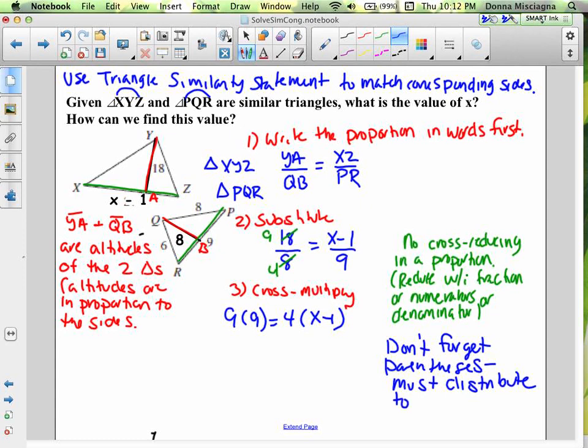To a sum or difference. All right, because we're multiplying 4 by all of x minus 1, right? The x and the 1. So this is 81 equals 4x minus 4. All right, so let's add 4 to both sides. So we have 85 over here equals 4x. And then we can divide both sides by 4. Right? And that doesn't simplify at all.